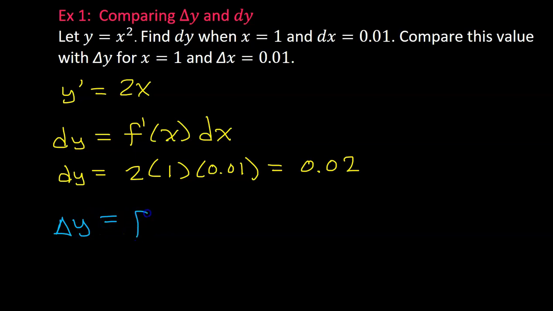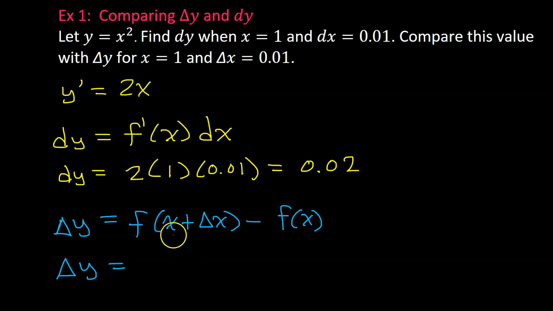Now let's compare that with delta y. So delta y is always going to equal f at x plus delta x minus f of x. This is y2 minus y1. So delta y is going to equal, so we're talking about f, that's the original function x squared. So we're doing something squared minus something squared. But first, we're squaring x plus delta x. So that's 1 plus 0.01. So that's 1.01. And then second, we're just squaring x. So we're just squaring 1.